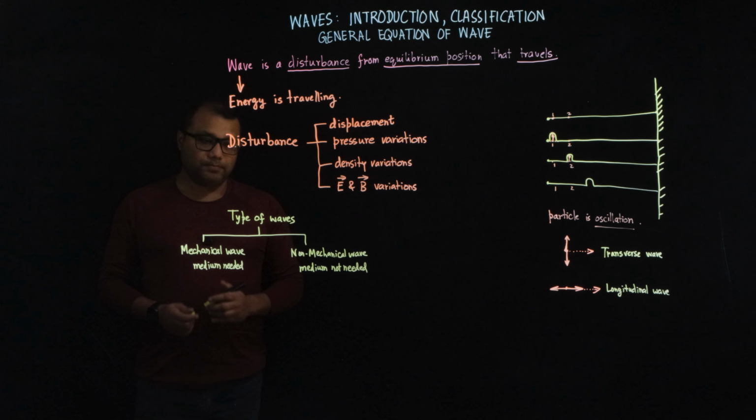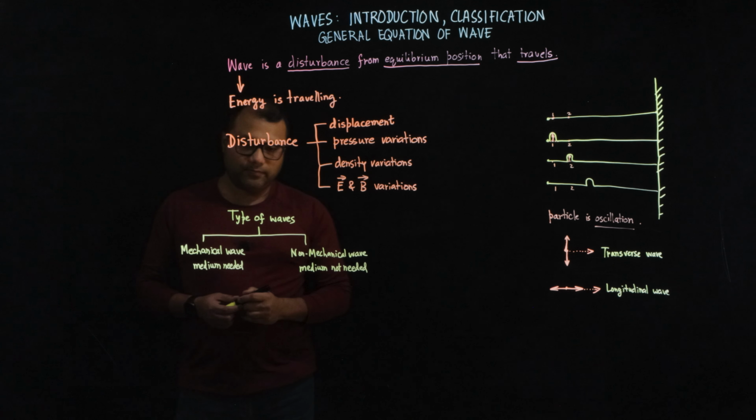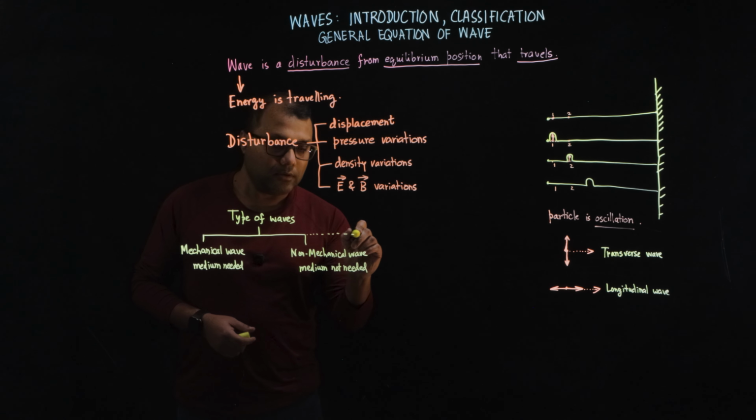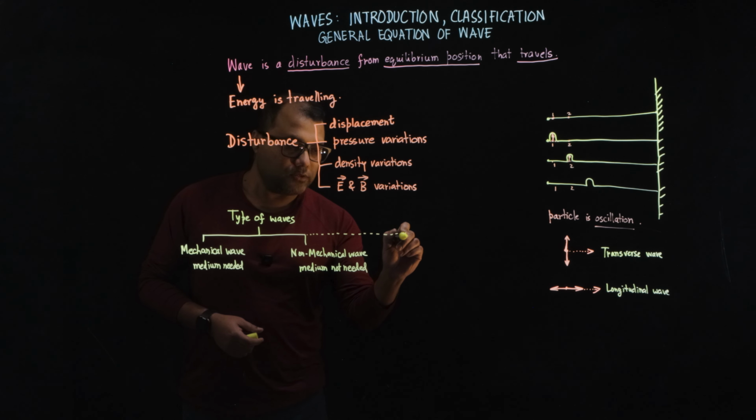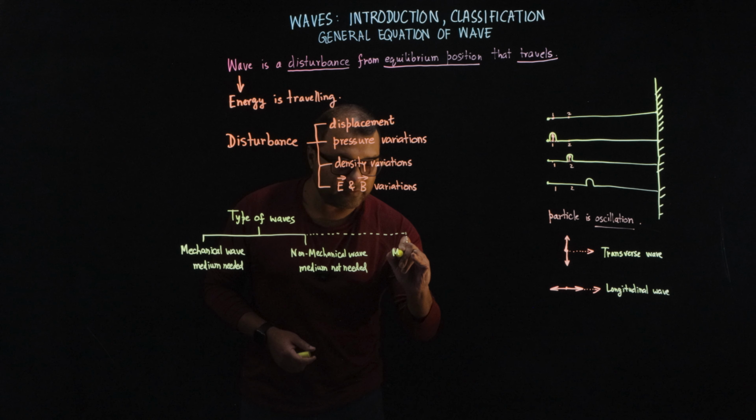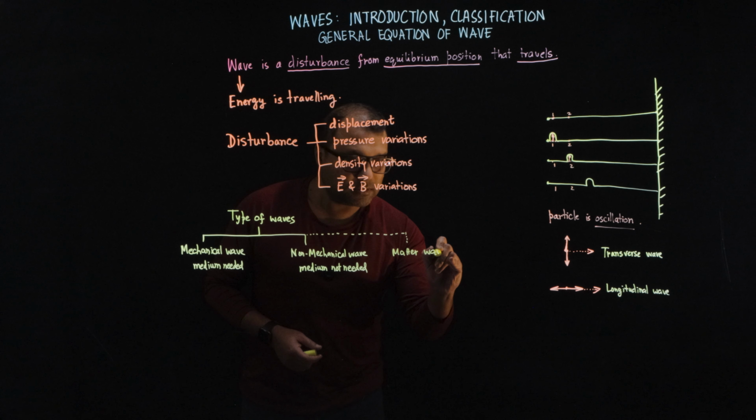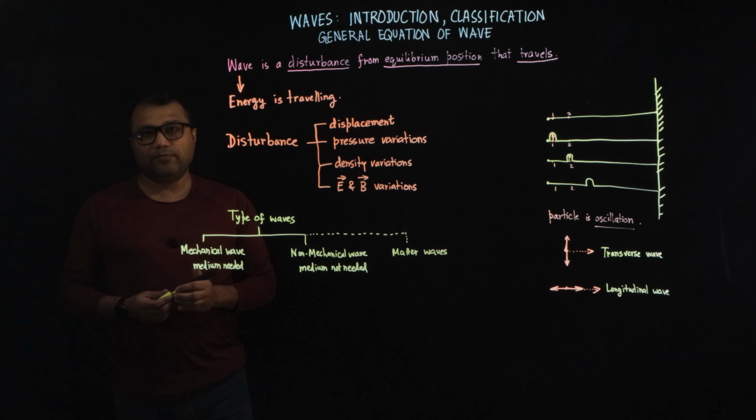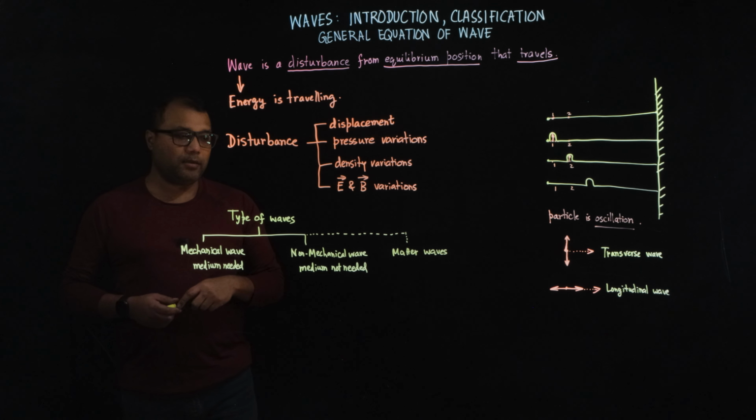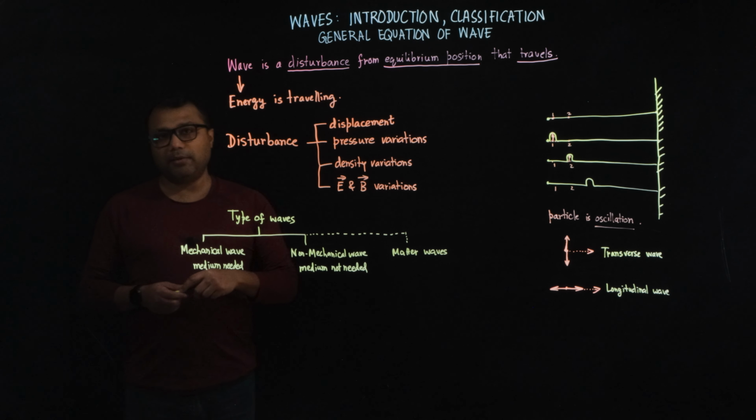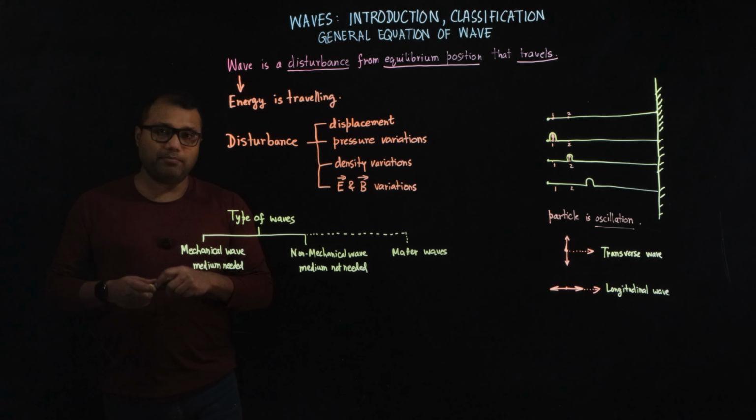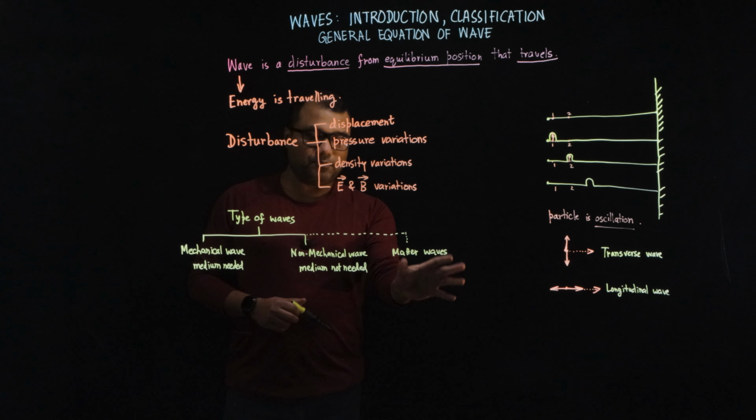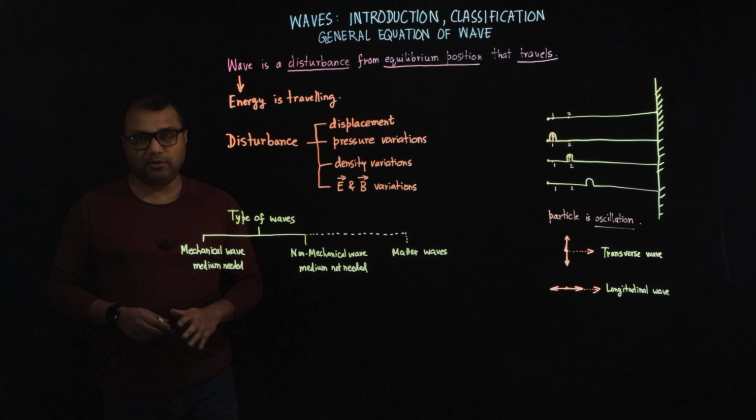Like light waves, or electromagnetic waves. There is a third type of wave which we will not discuss in today's lecture. These are called matter waves. This concept comes from quantum physics. If you have read about de Broglie waves, subatomic particles like electrons behave as particles as well as waves. Those are called matter waves. But we'll not discuss this part in this particular lecture.